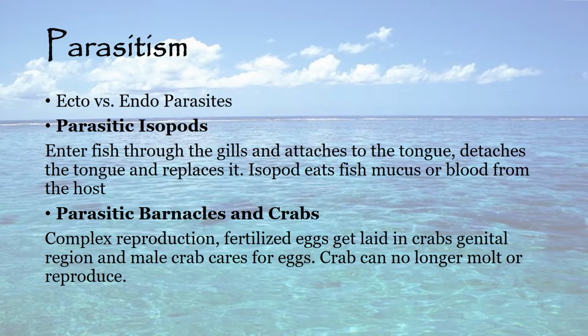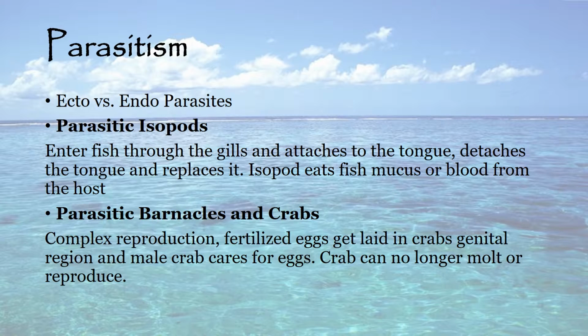Parasitism. It doesn't say on here, and it should, but parasitism is when one species benefits and the other species is harmed. So there's ecto versus endoparasites. Ectoparasites will be on the outside. They'll attach themselves to the outside of the host organism, whereas an endoparasite will live within the organism.